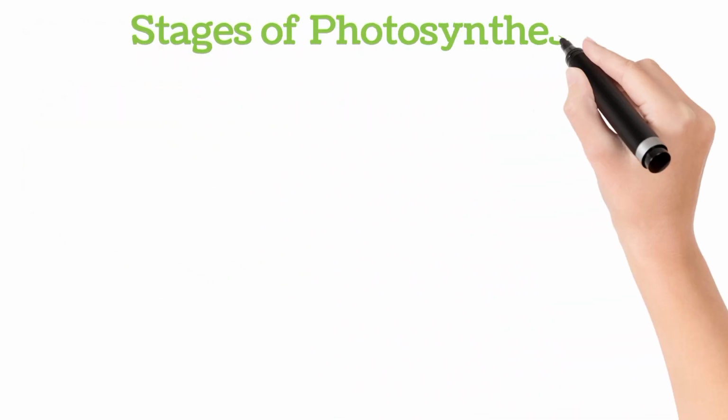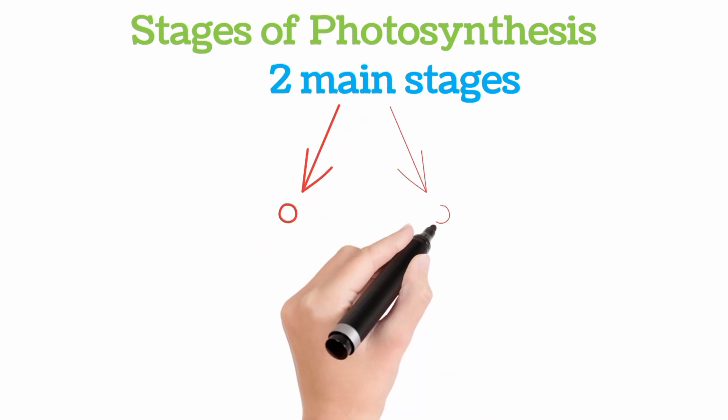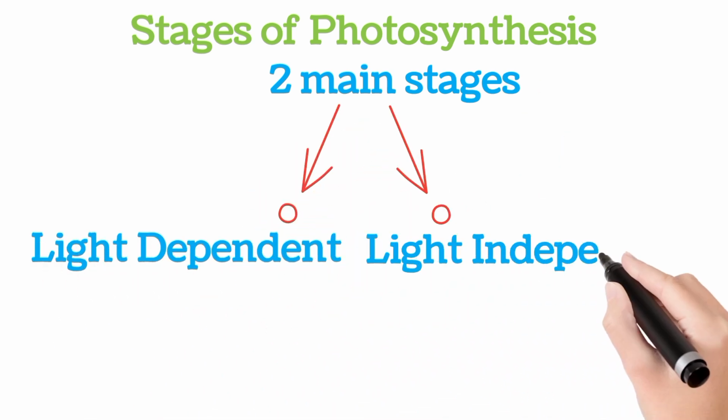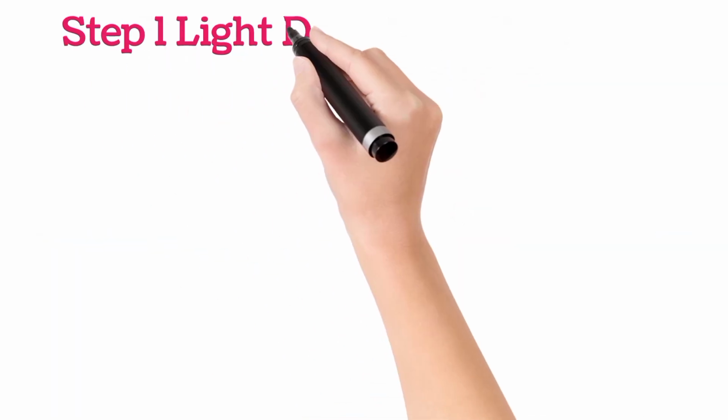Stages of photosynthesis. Photosynthesis happens in two main stages. Light-dependent reactions. Light-independent reactions, also called the Calvin cycle.